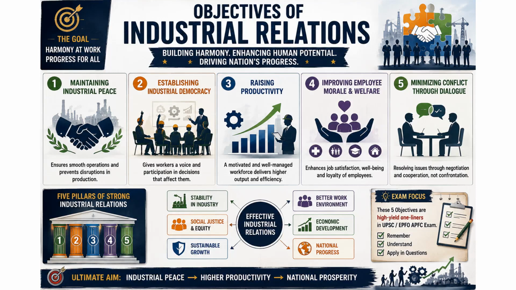Now, let's quickly run through the objectives of industrial relations. First, maintaining industrial peace so that production doesn't get disrupted. Second, establishing industrial democracy, meaning workers get a voice in decisions that affect them. Third, raising productivity, because a happy, well-managed workforce produces more. Fourth, improving employee morale and welfare. And fifth, minimizing conflict through dialogue rather than confrontation. Keep these 5 points in mind. They come up as direct one-liner questions sometimes.